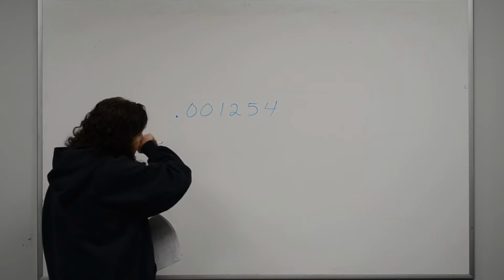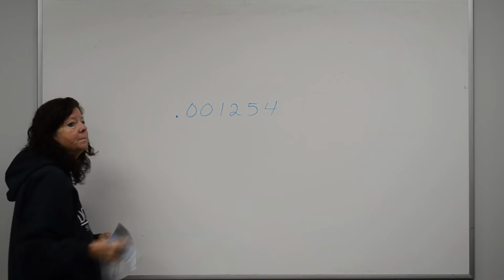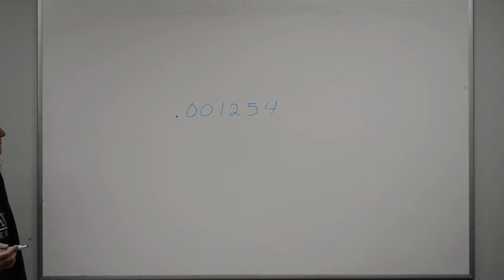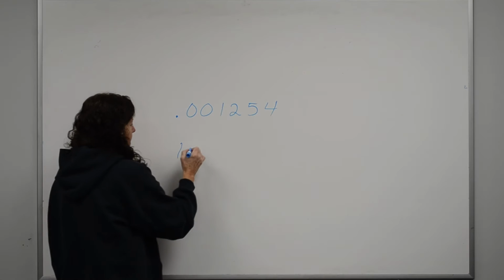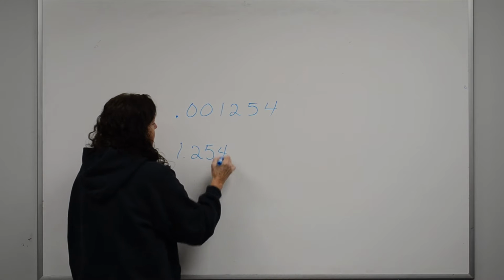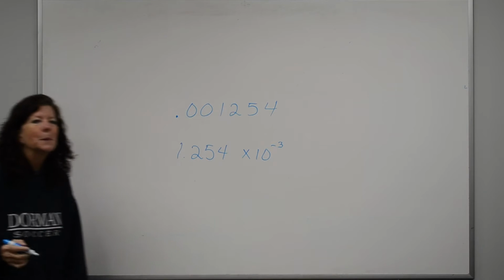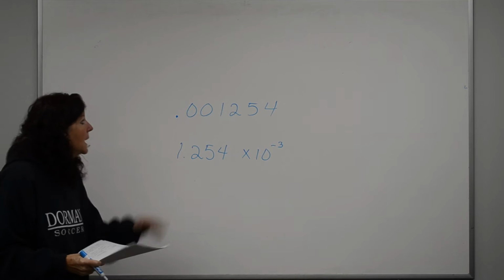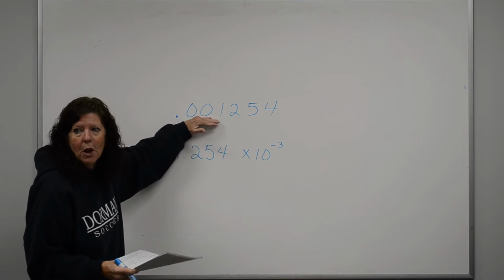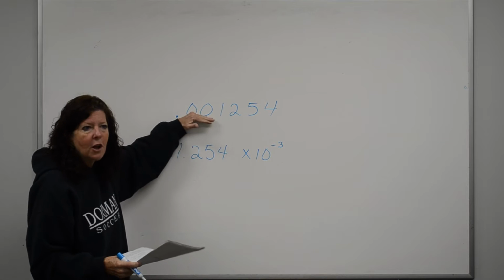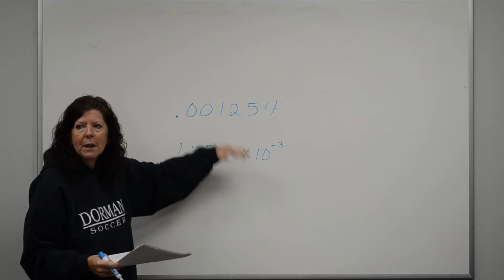So if I were to change this number to scientific notation, what would it be? 1.254 times 10 to the negative third. Good. How'd you know it was a negative third, Joseph? Because you're moving it, you're making it bigger. You're making it bigger, and you know this is a small number. Okay, this is a small number, you're making it into a bigger number.